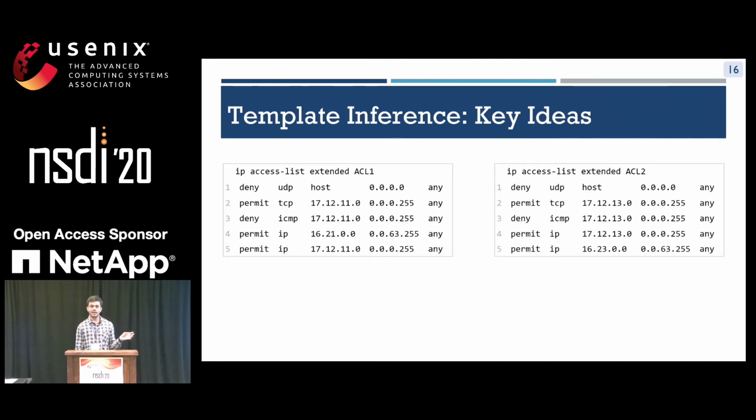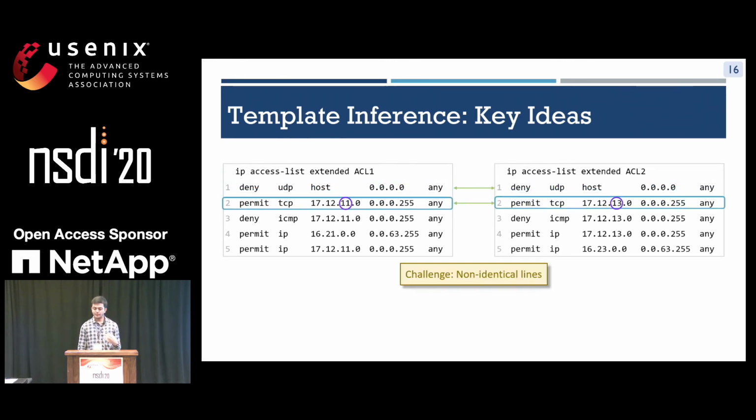Consider the 2 ACLs and assume that we are trying to infer their template. Their first lines are identical, so clearly they should be matched to one another. However, their second lines differ. They apply to different source IP addresses. A naive approach, as said earlier, is simply not to match these lines together. However, such an exact matching criteria is too strong, as it is common for corresponding ACLs to be similar but not exactly equal. Therefore, the algorithm must be able to match non-identical lines to one another.